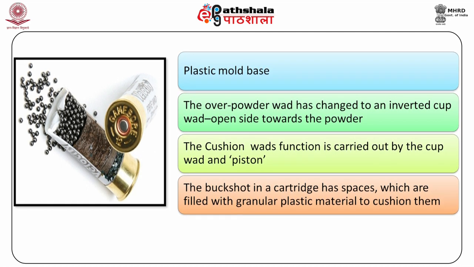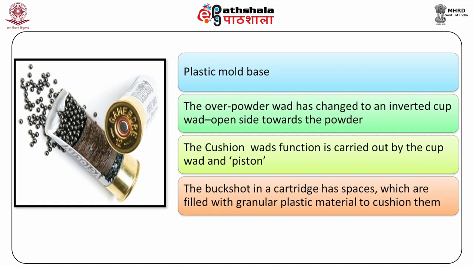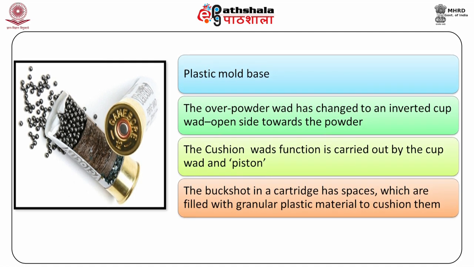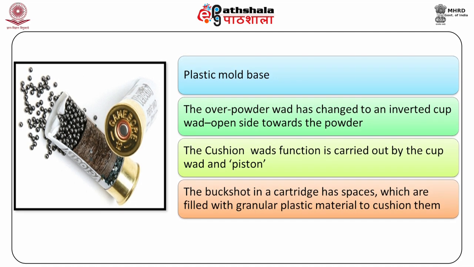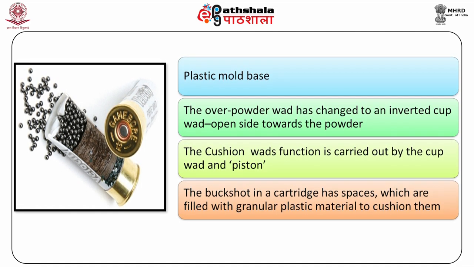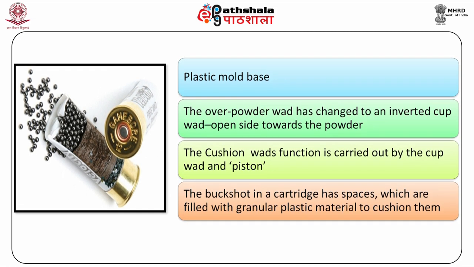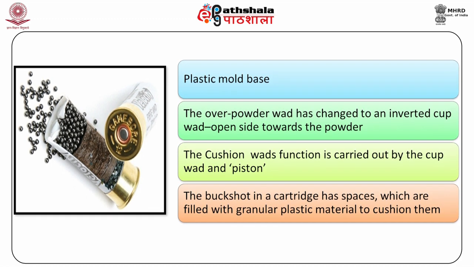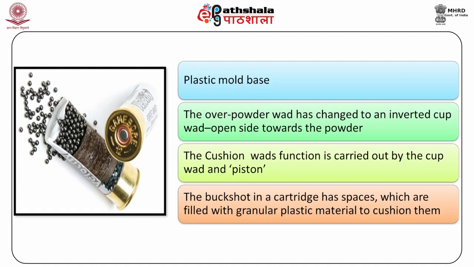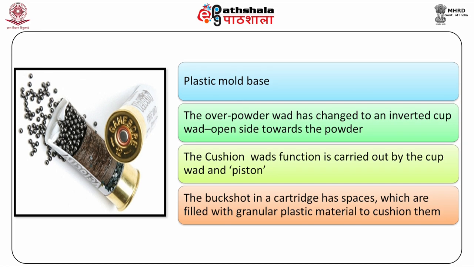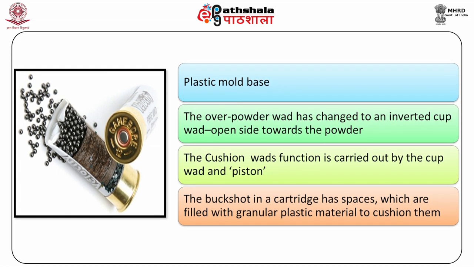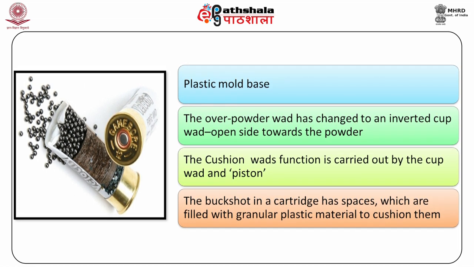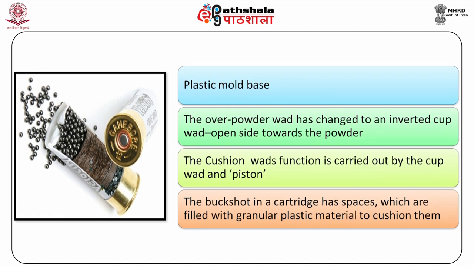Next, the cushion wad's function is carried out by a cup wad and piston, which is attached to the rectangular projectile sleeve containing and protecting the projectiles from coming in contact with the barrel and consequent damage. The sleeve has cuts along the edges in the frontal part. The four sides of the sleeve open up and fan out along the cuts. When the sleeve comes out of the muzzle, the sleeve gets separated from the projectile charges. Being lighter, it falls down. It does not interfere with the shots in their flight.